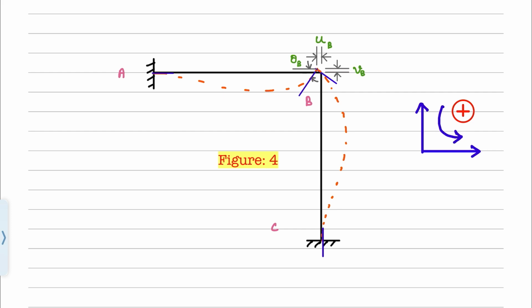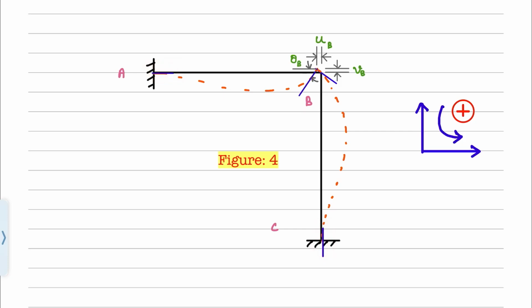Now, whenever you draw the deflected profile, one needs to make sure that at every rigid joint, the angle between the members remains the same. That's what we see here. Even after deformation, the angle between them remains 90 degrees, right? Because initially the angle between them was 90 degrees. The rigid joint maintains the angle as such. Next, wherever we come across a fixed support, the tangent drawn at the fixed support should remain intact. I mean, it should remain flat. That's what we see here, right?